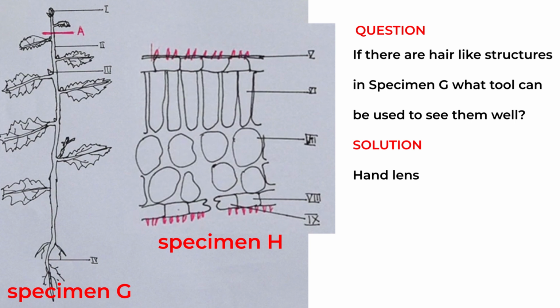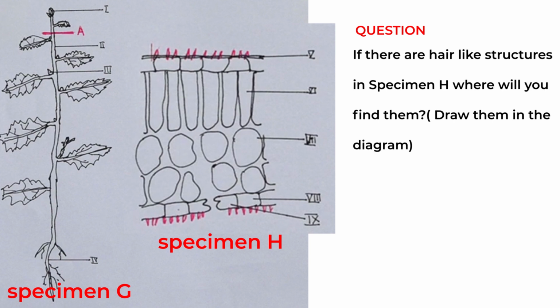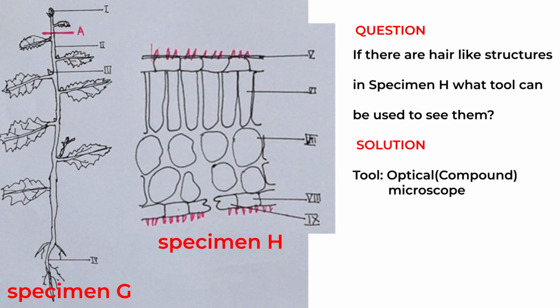If there are hair-like structures in Specimen G, what tool can you use to observe them? The answer: hand lens. If there are hair-like structures in specimen H, that is the longitudinal section, where will you find them? The hair-like structures develop from the epidermal cells, not stuck on top of the cuticle. All right? They are from the epidermal cells. And I've drawn them in already, as you can see. So that is it. And if there are hair-like structures in Specimen H, what tool can you use to look at them? The optical microscope is the answer.